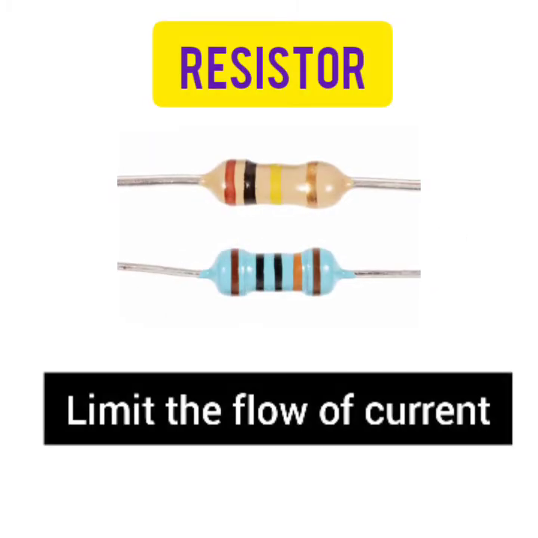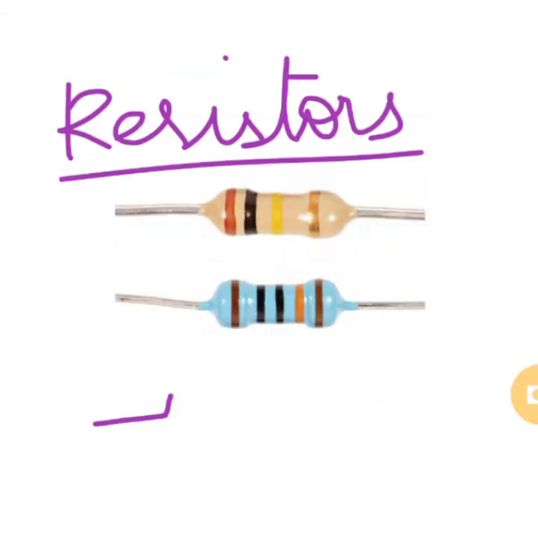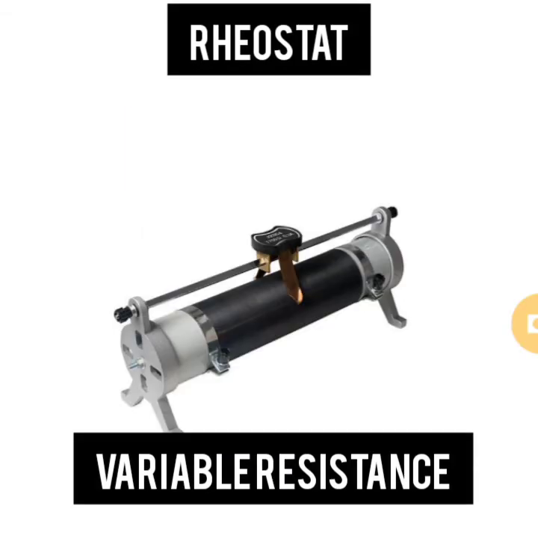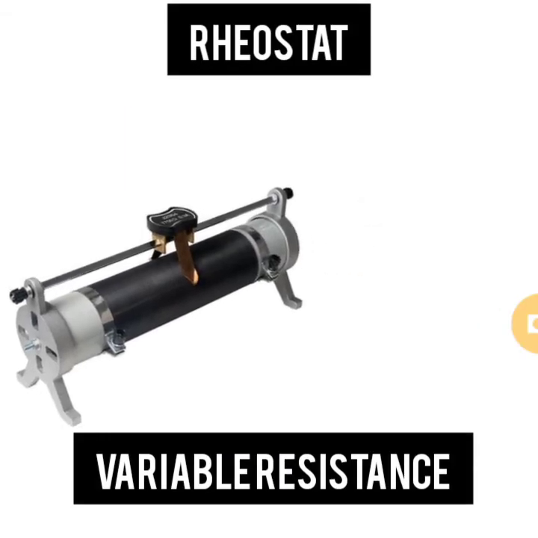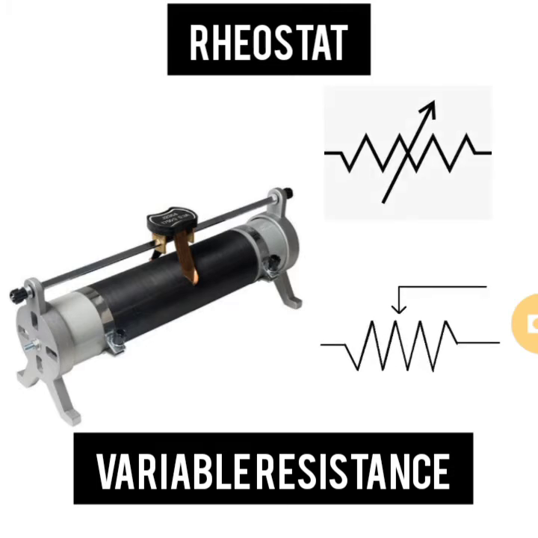The electrical component that limits the flow of current in a circuit is a resistor. The circuit symbol for a resistor is a zigzag line as shown here. Variable resistance is also known as a rheostat. A rheostat is used to change the current in a circuit without changing the voltage source. A rheostat can be represented in two ways as shown here.